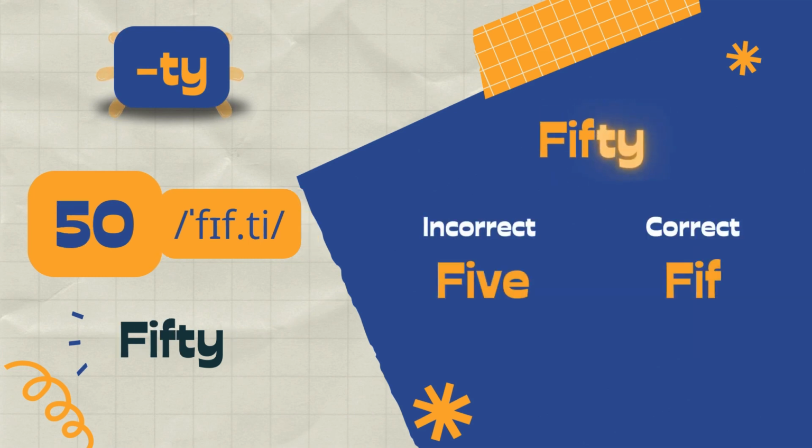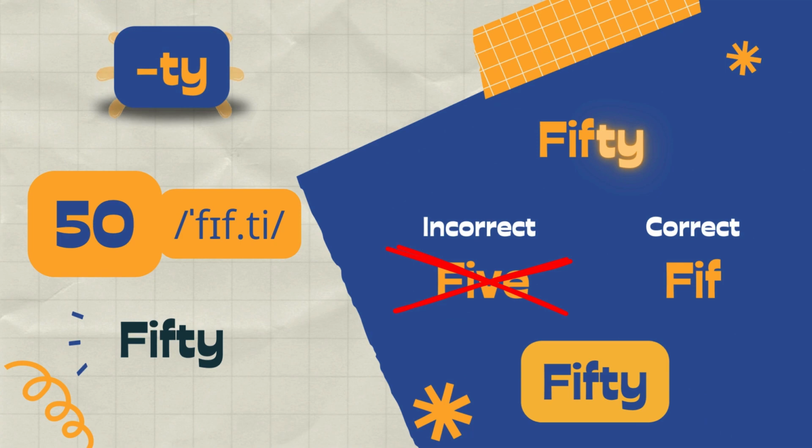Number 50. If you remember the previous video, we keep the same format. Instead of writing 5, we write fifth, and we add T in the end. As easy as that. And the pronunciation is just as easy. 50, 50. And there is no difference between American or British.